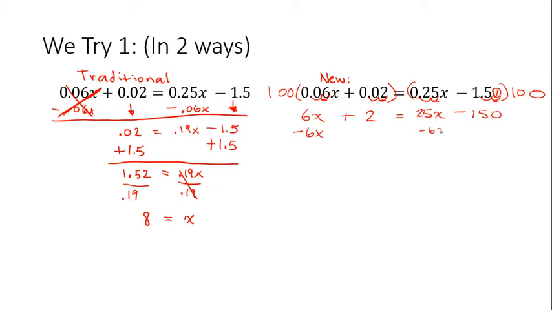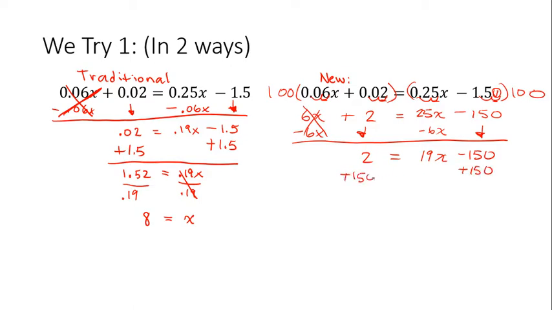So likewise, I'm going to subtract that 6x from the left and the right side so that I can get all of the x's by themselves. So that's going to give me 19x over here. And we didn't do anything with the 2, so that just goes down. We didn't do anything with the negative 150, so that's just going to go down as well. Then I want to get all of the x's by themselves. So I'm going to add 150 to both sides so that I can get rid of it.